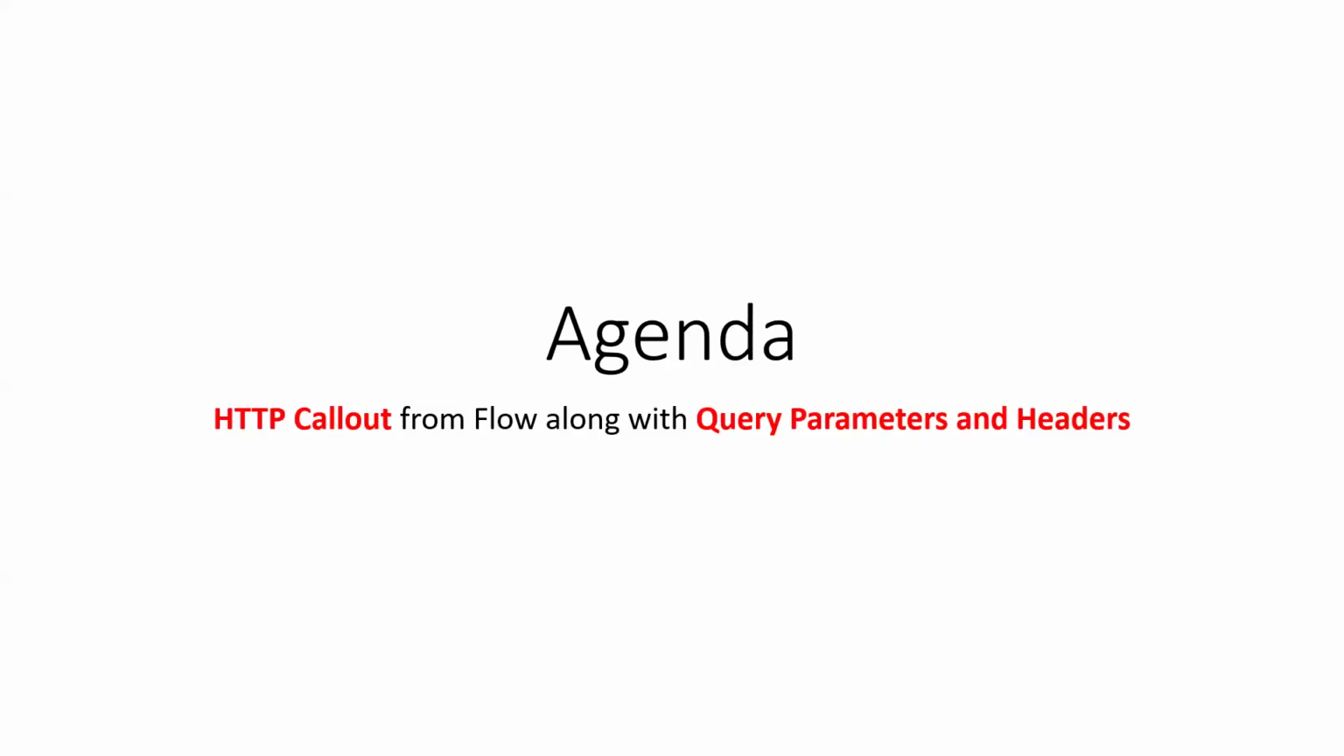Hi everyone. So today's agenda is doing an HTTP callout using Flow, and there are also query parameters that we could pass. So how to pass query parameters. Also, we'll see how to pass values in the headers. So let's quickly begin.